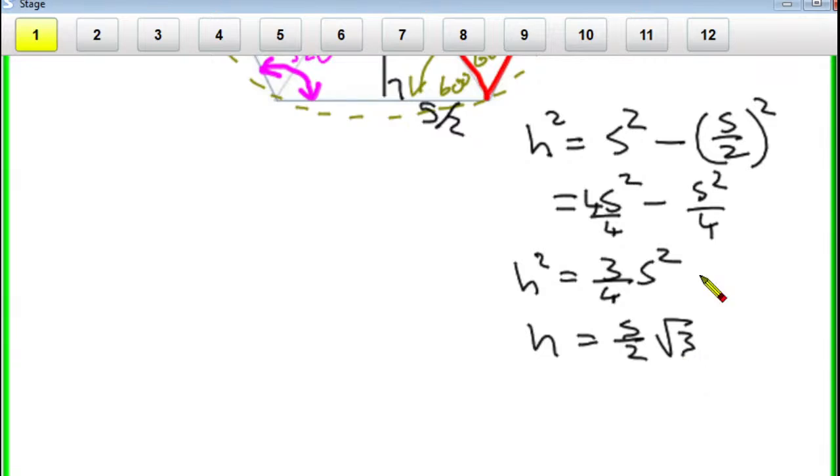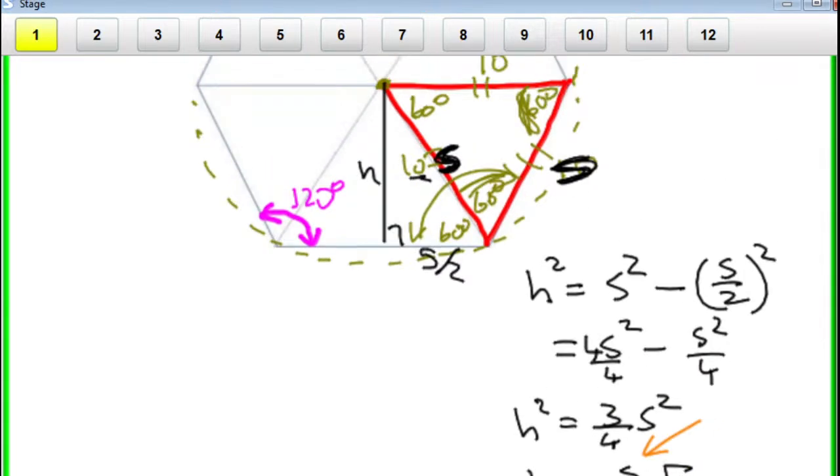So S is the length of the side of the hexagon that you are given. So you just divide by 2, multiply by the square root of 3, and you've got the height of the triangle. So then, once you've got the height of the triangle, you can go to the area of the triangle and say that is a half times base times perpendicular height.